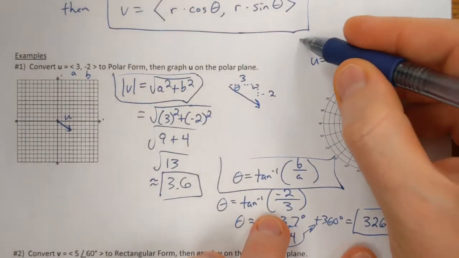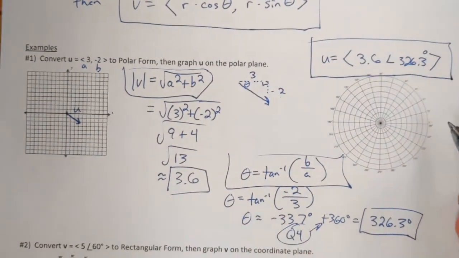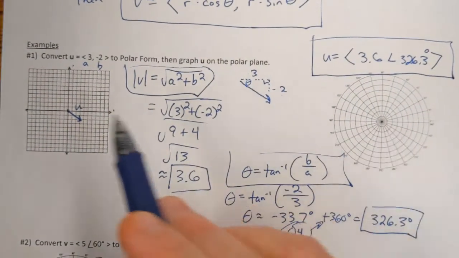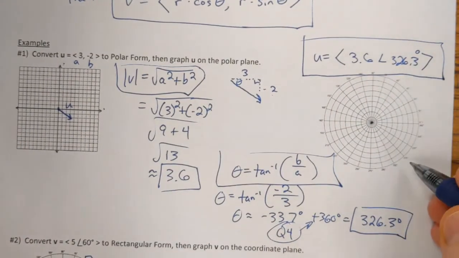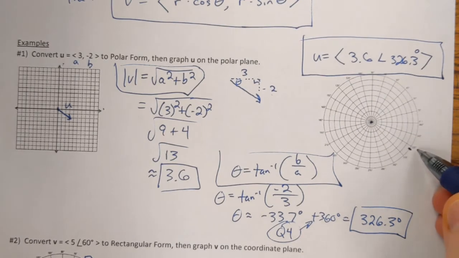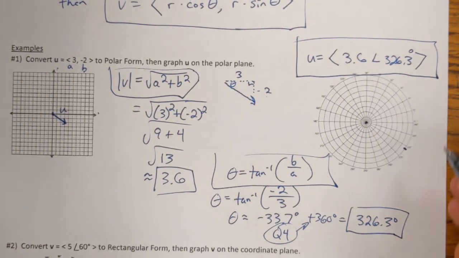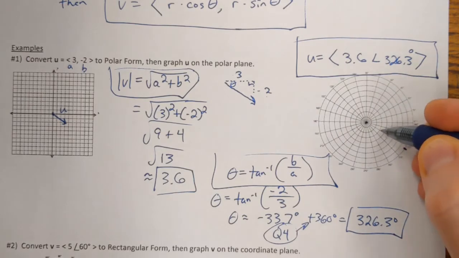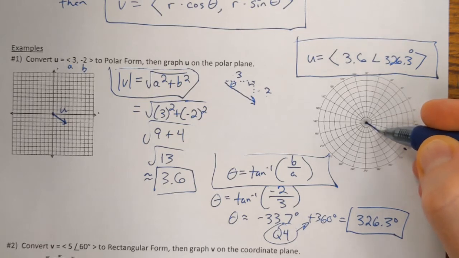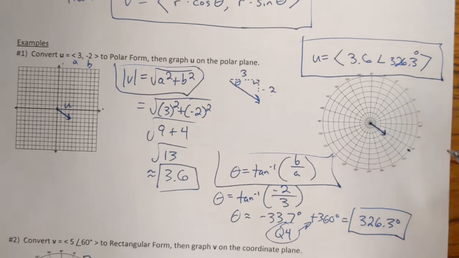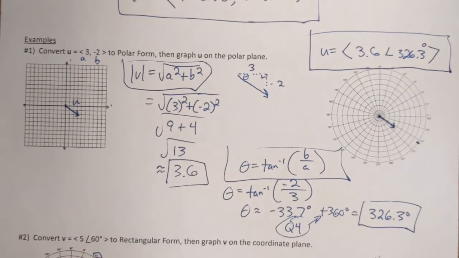Now let's graph it, and the graph here should look very comparable to the graph that I got here. So if I start at the origin and go to this angle, 326.3 degrees, that's going to be really close to the 330 degree mark. And if I head in that direction, I count out a total of 1, 2, 3, about 3.6 circles, rings I counted out.